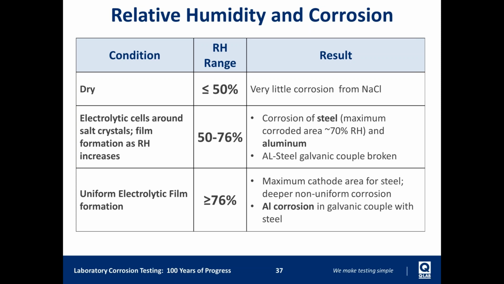So how can we handle this transition to make sure that we have repeatability? Because this is where the problems with repeatability and reproducibility were happening. If a test that's transitioning spends more time in the 50 to 76 range than another test, it's going to have a different corrosion.